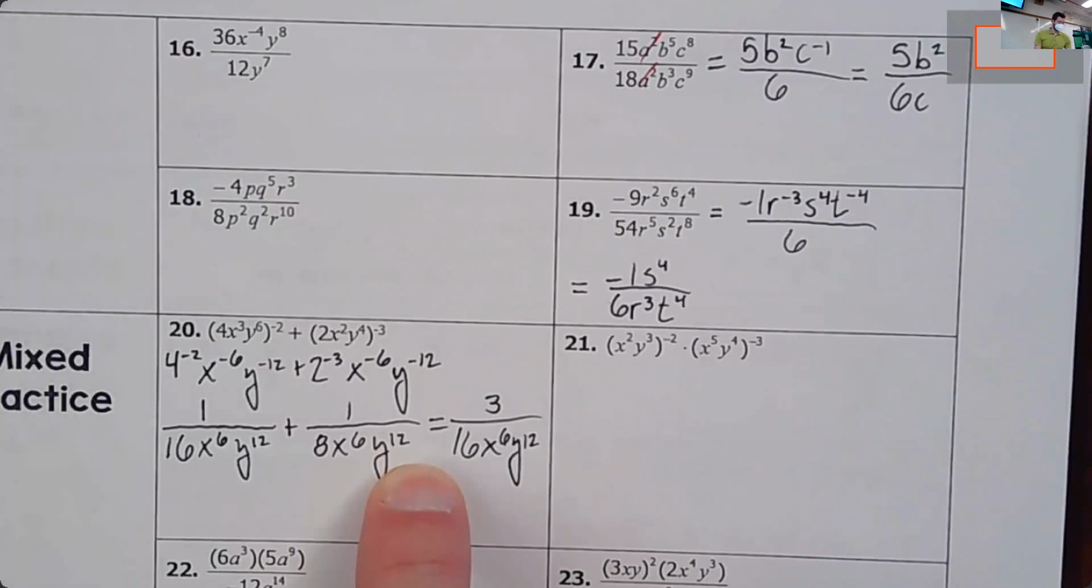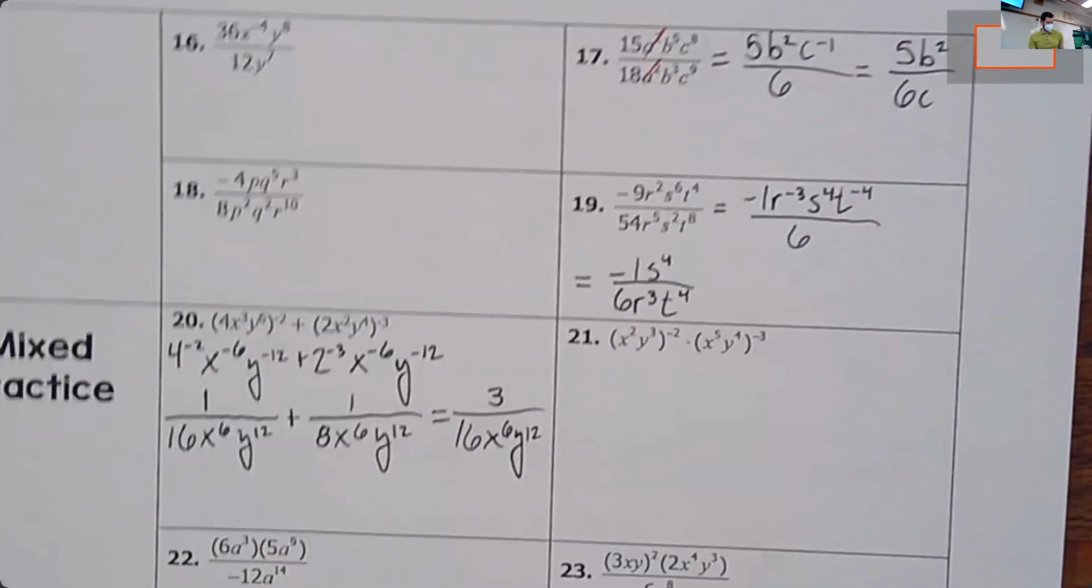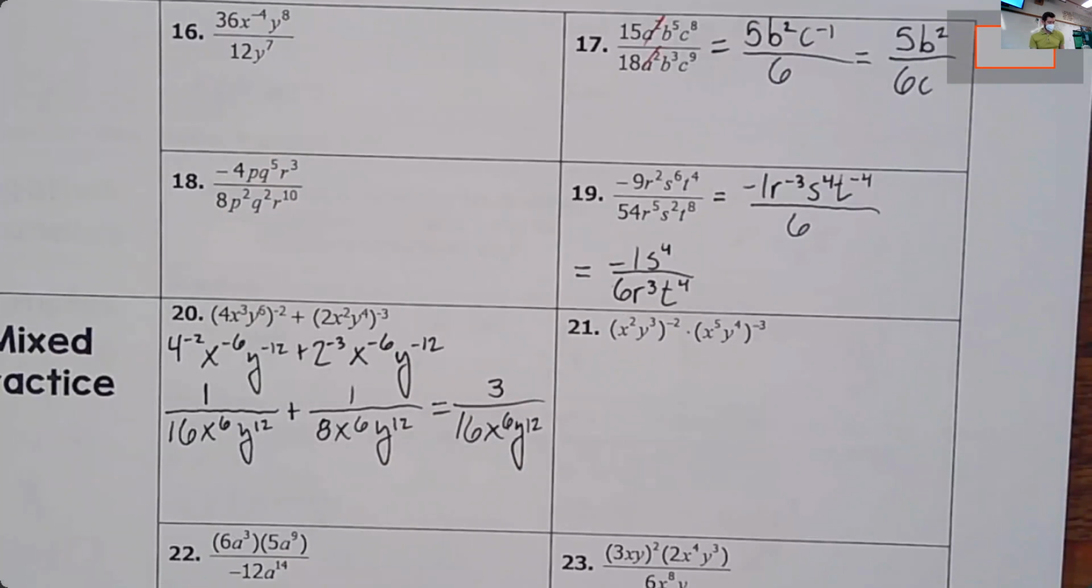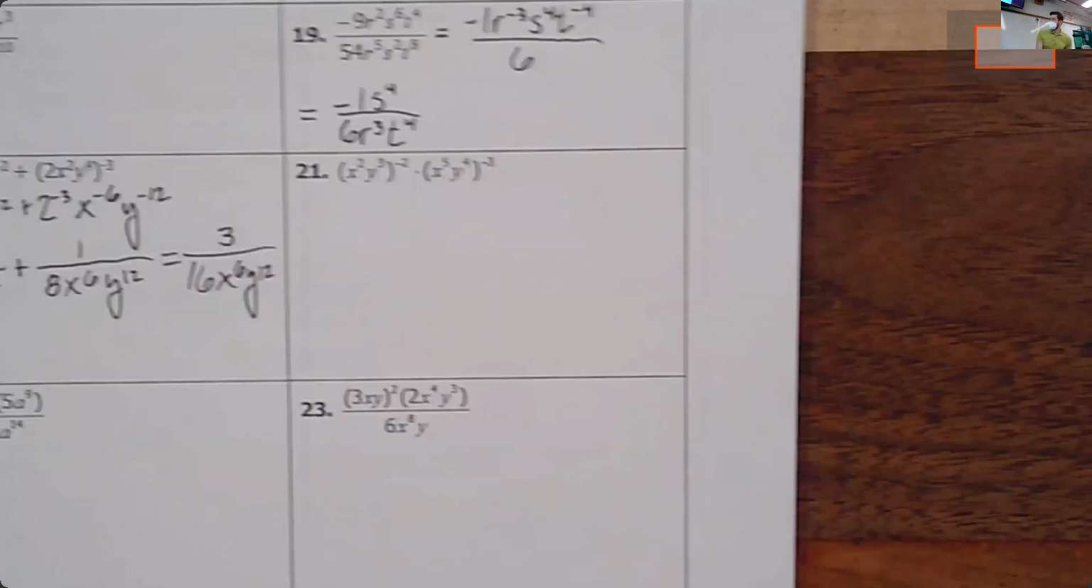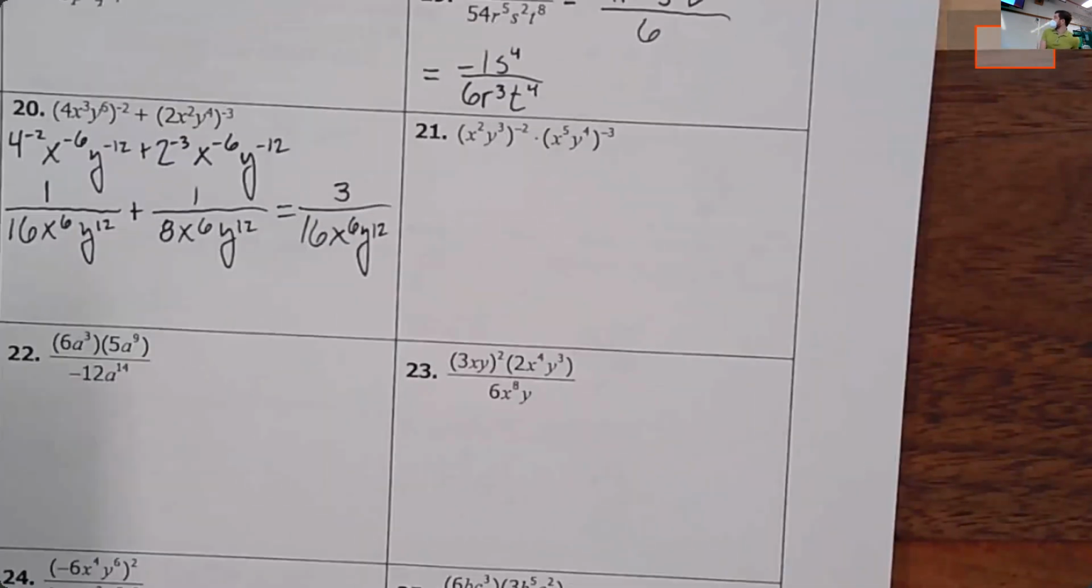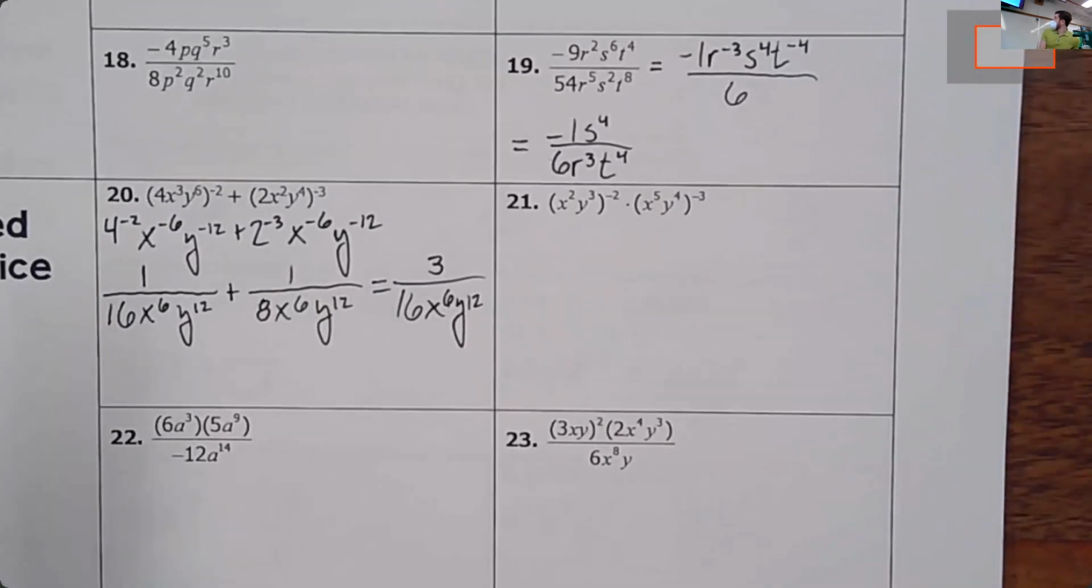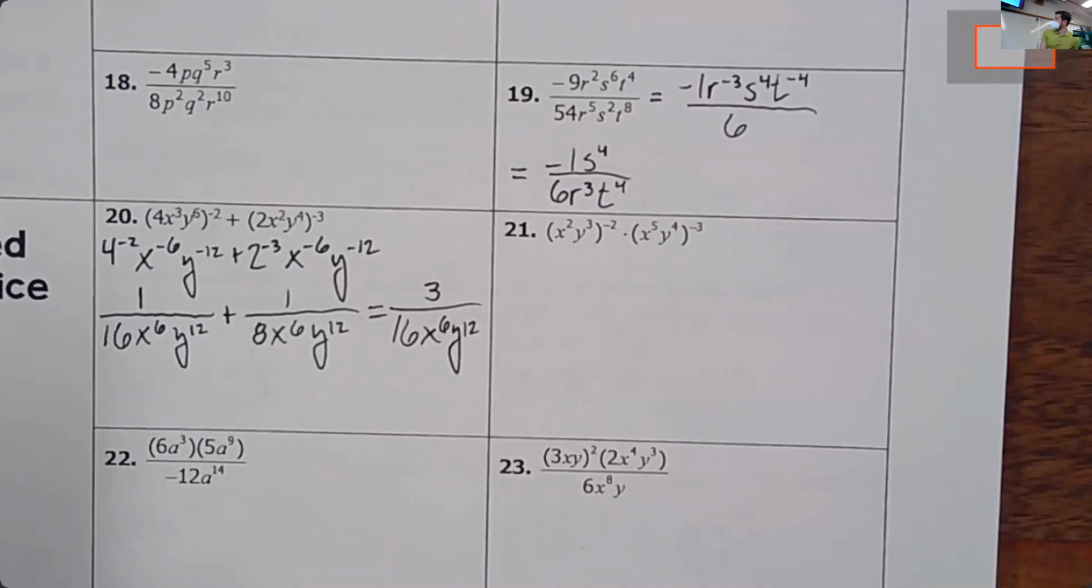All right. Let's go with 23 next. We'll skip 21 and 22. We'll try 23 next, because 23 will use the same stuff as 21 and 22, but all together in one problem. So 23. We're going to use the power rule first on the numerator.